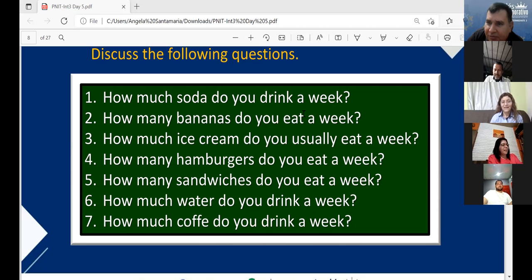Patience. You have patience with us. After a preposition, you use an object pronoun. With me, with him, with them, with us, right? After a preposition, you say with us, with him, with me, with her. Okay.